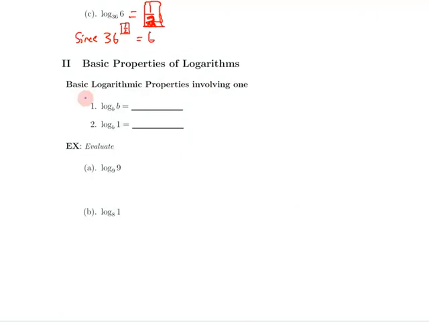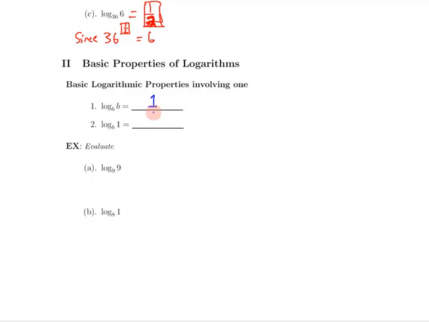There are a couple of basic properties of logarithms that are fairly clear from the definition of the logarithm. For example, the first property I have here, log base b of b. B to what power gives b? Right, that's simply the first power, right? B to the first is equal to b.